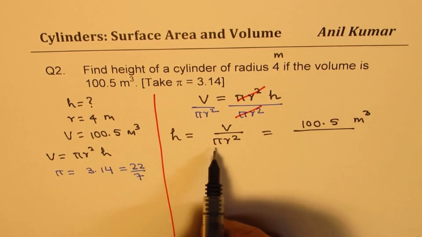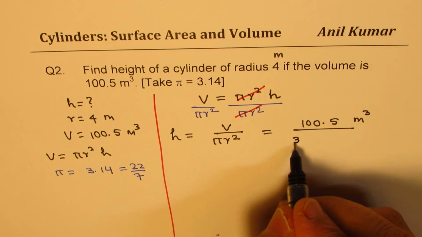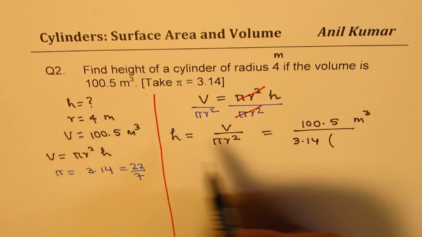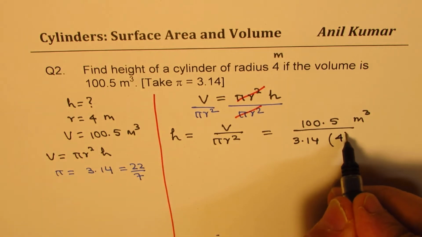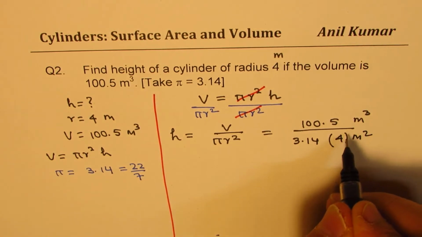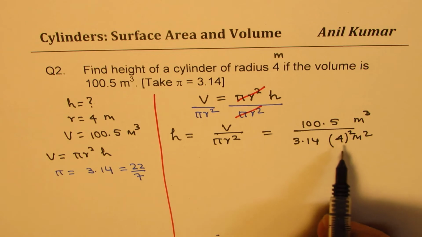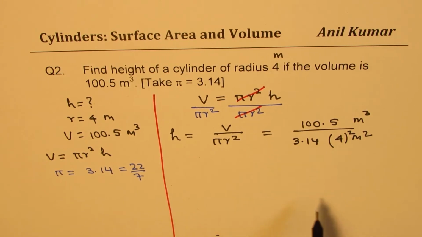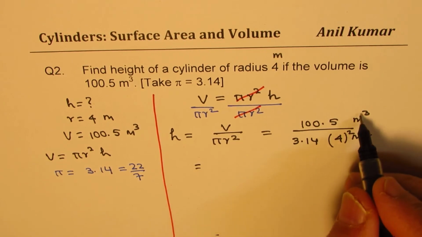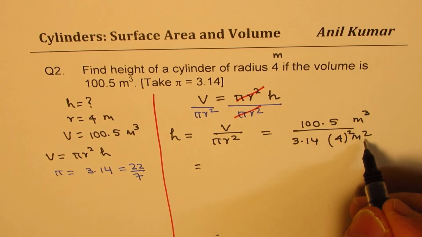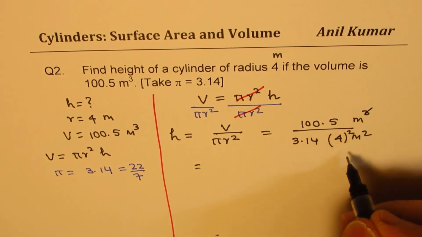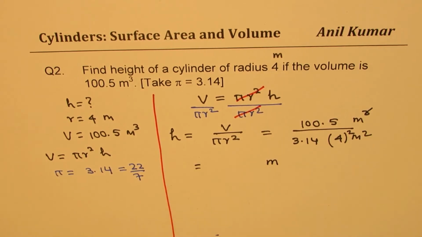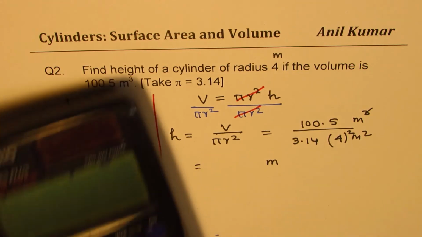It becomes interesting. And pi is 3.14 and r is 4 meters squared. So 4 meters, and we have to square 4 also, right? So 4 meter, both are squared. Okay, so that is what it is. Now you will notice in the units, meter cube and meter square, two of them will cancel. We get only meters as the units for height. And now let's use the calculator to find the answer.